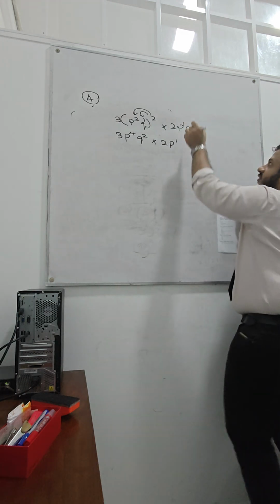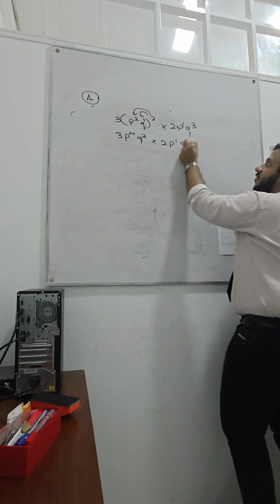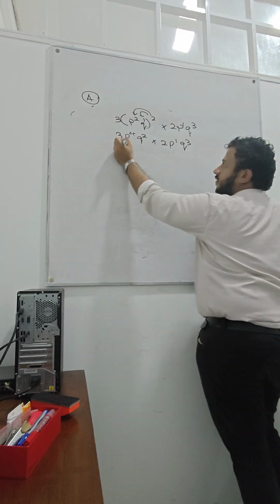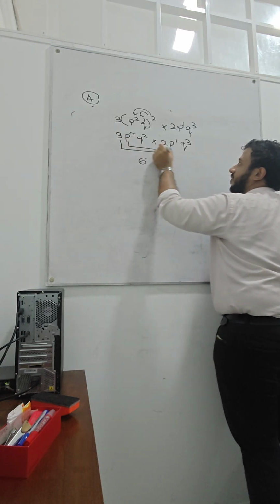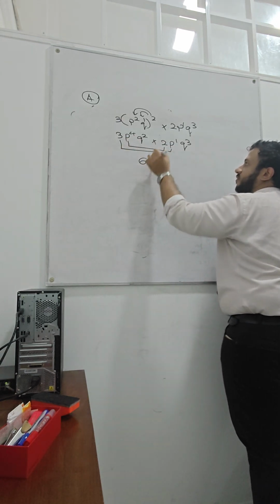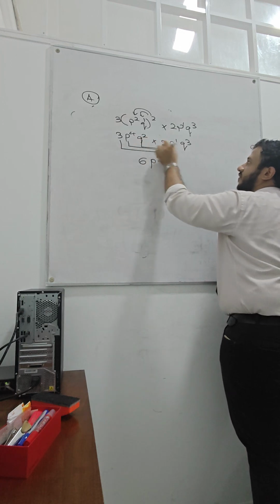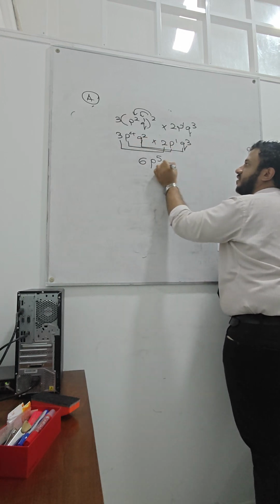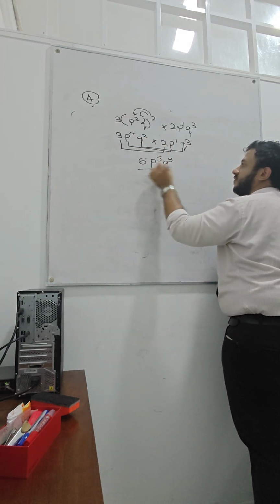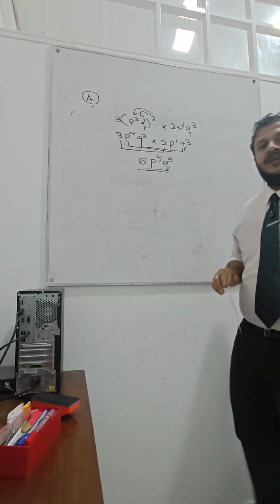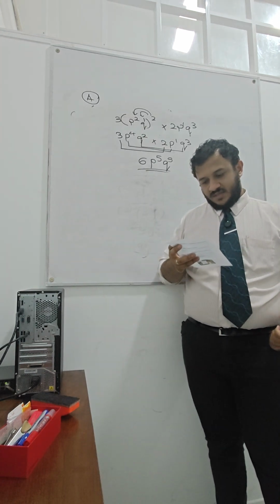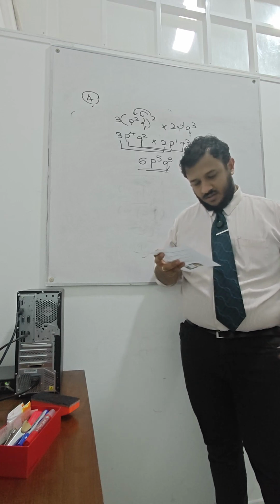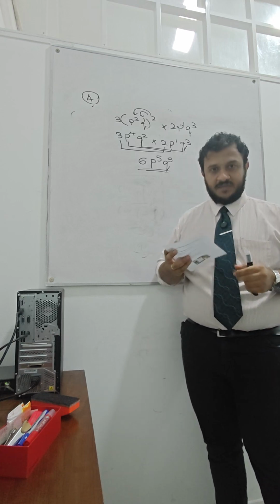No power means 1 power, we know that. And then q to the power of 3. 3 times 2, that's 6. P to the power of 4 and p to the power of 1, that's p to the power of 5. Q to the power of 2 and q to the power of 3, that's q to the power of 5. So that is our answer there. So that's the end of section A, basic index laws. And let's have a look at section B later.